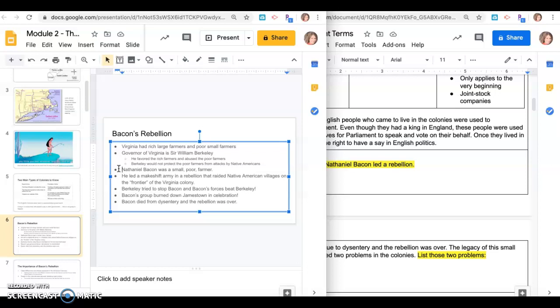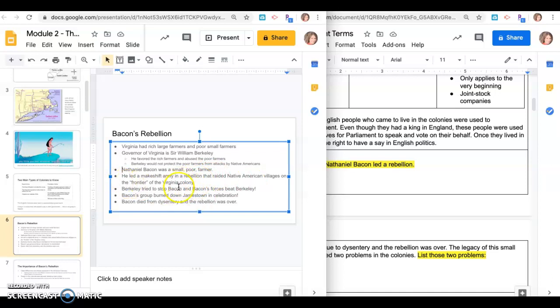Nathaniel Bacon got really, really ticked off at Berkeley for this, and he tried to appeal to Berkeley, and Berkeley was like, sorry, not going to help you. So Bacon says, well, then I'm going to help myself. And he puts together this ragtag group of guys, makes a little army, and goes and raids Native American villages and unfortunately kills a bunch of people on the frontier of Virginia.